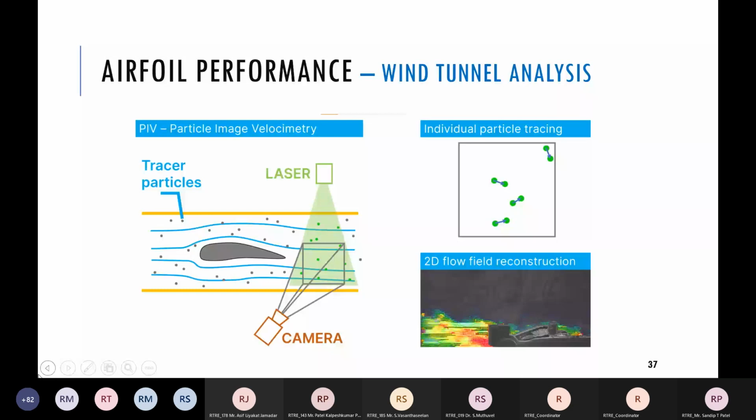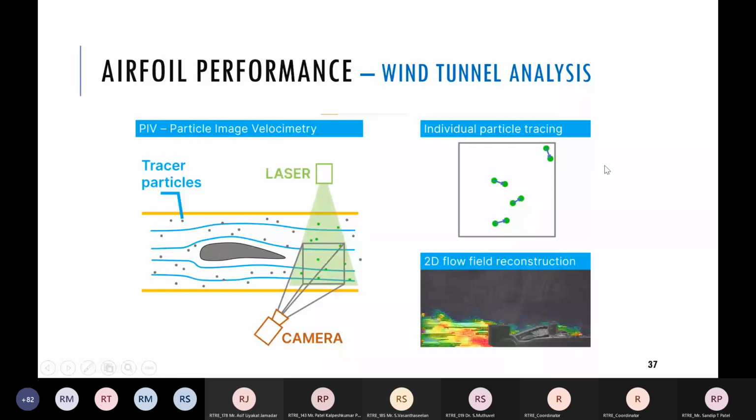Laser light is applied on the flow, and a high speed CCD camera captures the image. Between two images, the data analysis is done using very high computing computers, which does the trace and track operation.